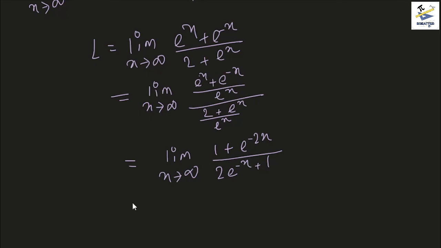Now, since we know as x tends to infinity, e to the power minus x is 0, and so would be e to the power minus 2x. So this would give us 1 plus 0 by 2 into 0 plus 1, or 1 by 1, or that is 1, right?